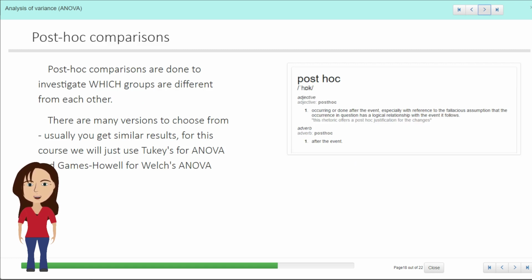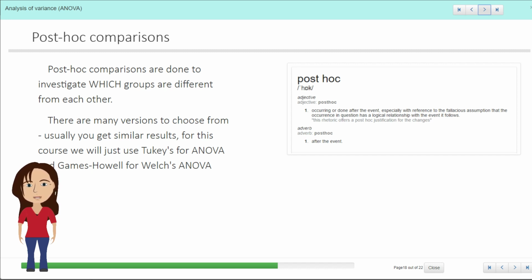Now, the post-hoc comparisons are what is done to investigate which groups are different from each other. If you're Googling what on earth post-hoc means, just go for the second definition on Google, which means after the event. So after you have found that there is a difference, what is that difference? There's lots of different versions of this test. I don't think we need to know all the details of them. Usually you get similar results. Sometimes you get slightly different ones. Let's hope we always get the same ones.